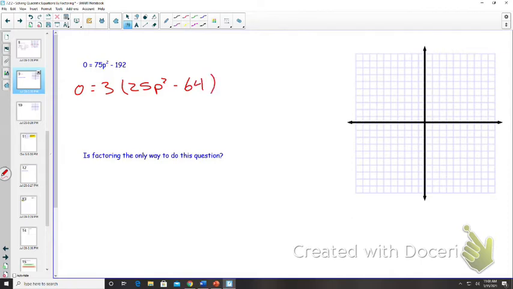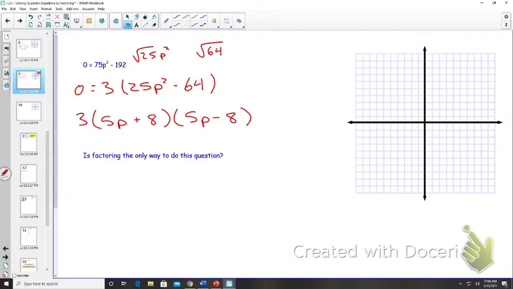Now does this look a little bit better? Yeah. Because 25 can be taken the square root of. The square root of 25 is 5 and the square root of 64 is 8. So we'll leave the 3 out in front, and now we're taking the square root of 25p squared and the square root of 64. So I'll have a 5p plus 8, and then a 5p minus 8.